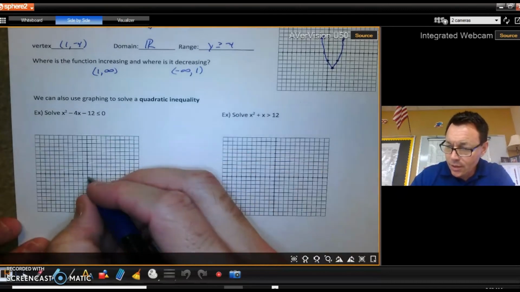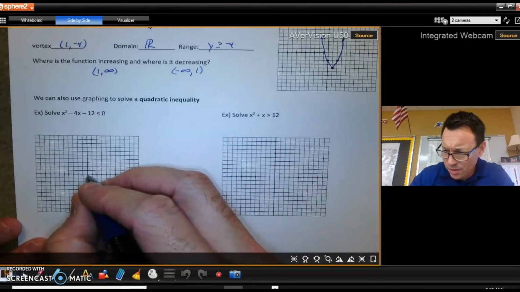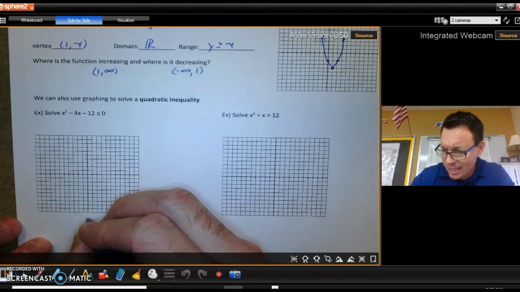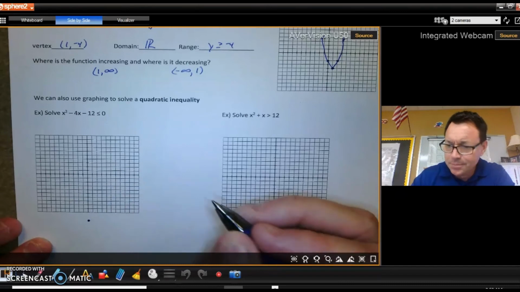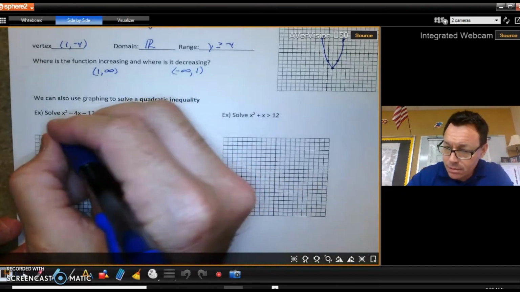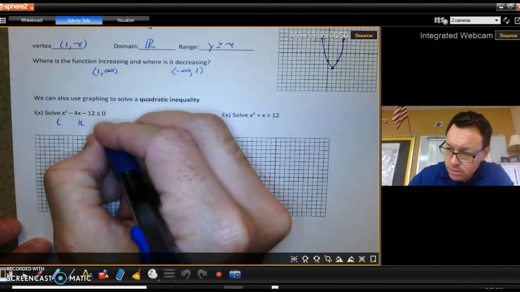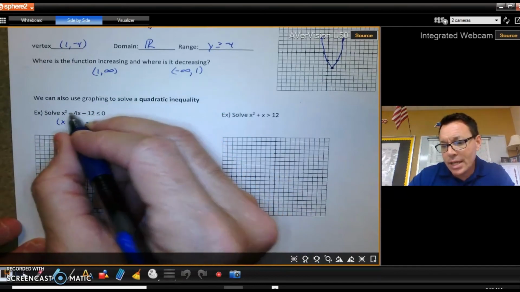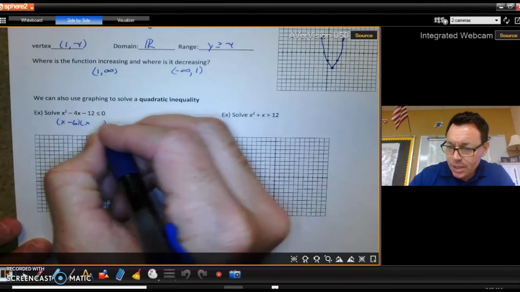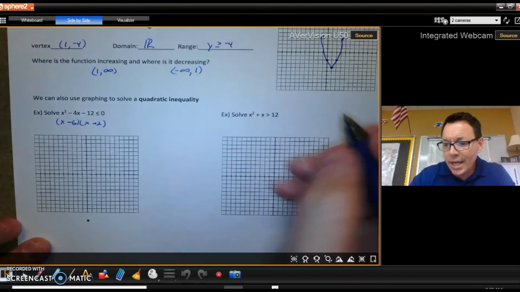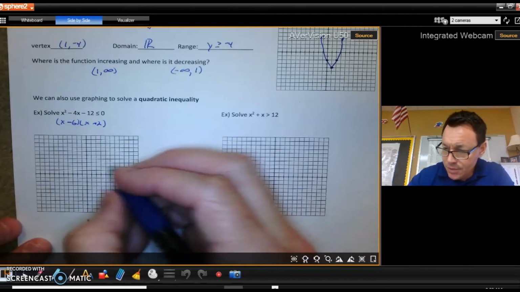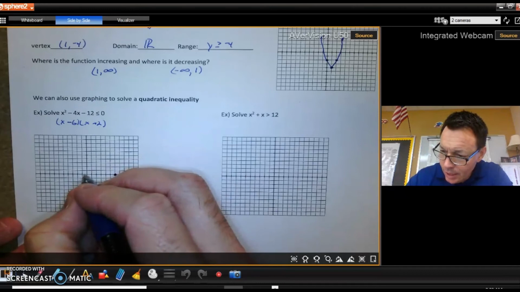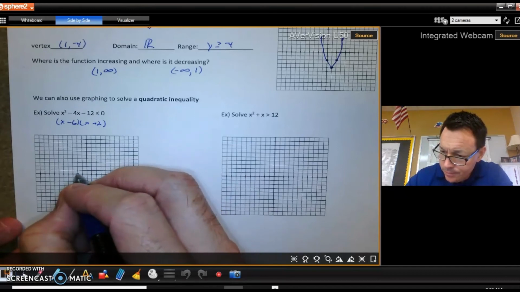This is in standard form, so I can tell the y-intercept is negative 12. 1, 2, 3, 4, 5, 6, 7, 8, 9, 10, 11, 12. All right, it's down there. I could factor this. Factors of negative 12 that add up to negative 4 are going to be negative 6 and positive 2. So my x-intercepts are positive 6 and negative 2. So 1, 2, 3, 4, 5, 6, and 1, 2.